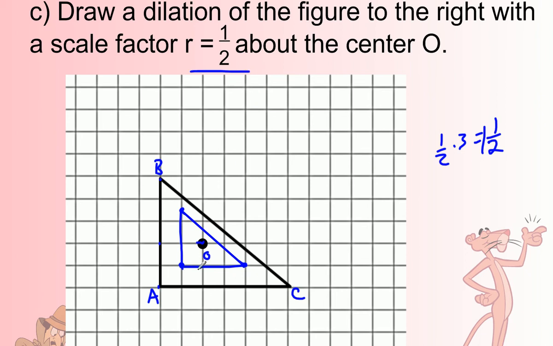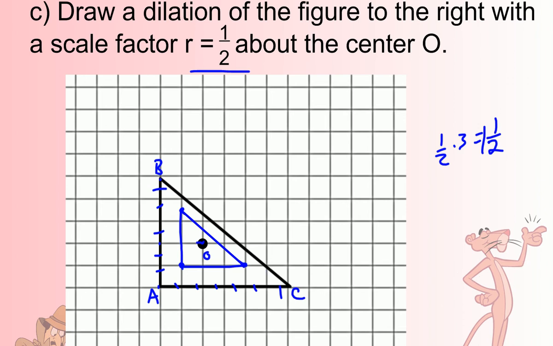Each leg, each side of this triangle is half the size of the original. Look, 1, 2, 3, 4, 5, 6, 1, 2, 3. 1, 2, 3, 4, 5. Half of 5 is 2.5. And if we use the Pythagorean theorem, we could find out the length of this side, and this side would be half of it.